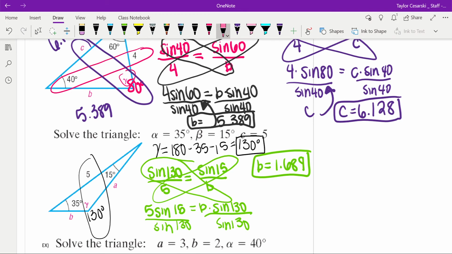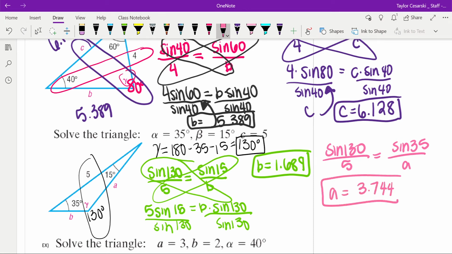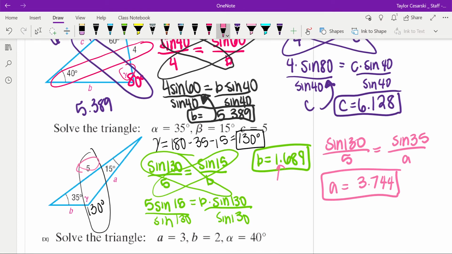Alright, I'm going to set up the last one, but it's the same process. So sine of 130 over 5 equals sine of 35 over a, and then your answer for a should be 3.744. Again, notice, so 130 degrees is across from the biggest side, which is 5. 35 degrees is across from 3.744, which is the second highest number. And then 15 degrees was across from the smallest number, which was 1.689. That same rule that we talked about in 7.1 applies. Okay?